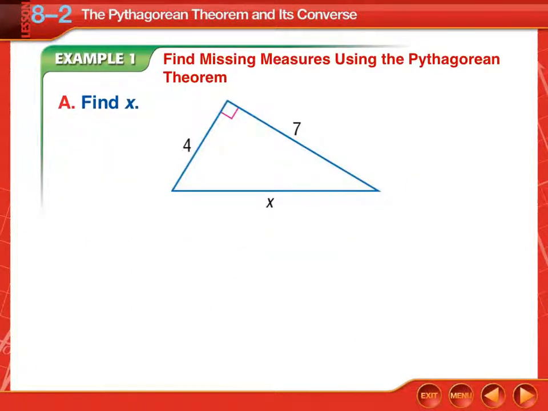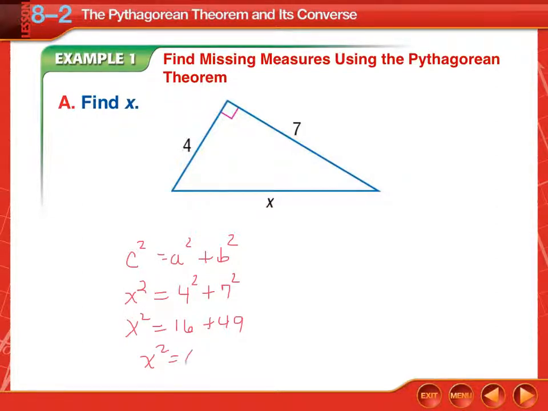So let's take a look at how to use this. You're pretty familiar with this already, but C squared equals A squared plus B squared. In this case, the hypotenuse is always going to be across from that right angle, and so in this example, our hypotenuse is x. So we're going to just substitute the leg lengths in there. X squared is going to equal 16 plus 49. X squared is going to equal 65.